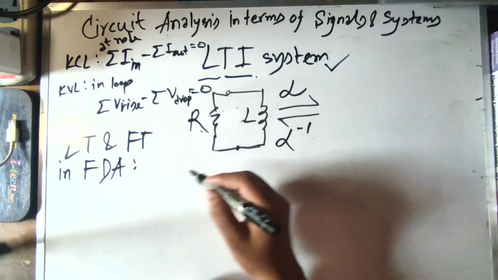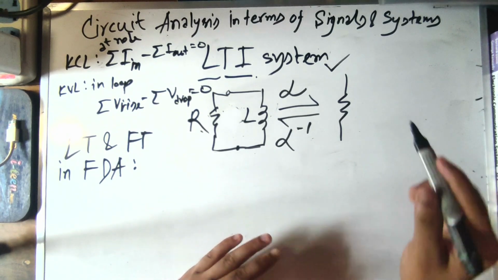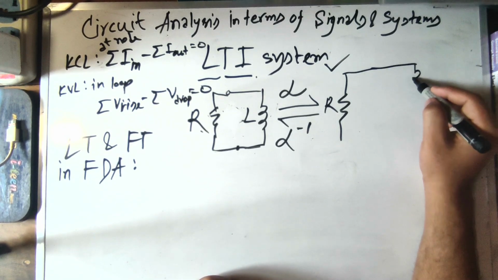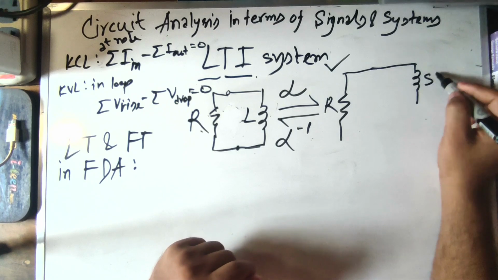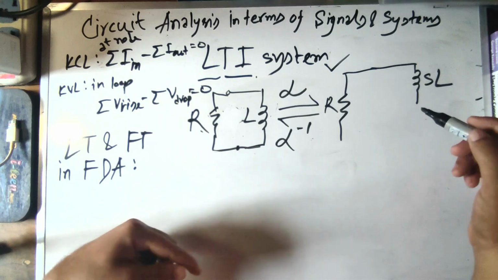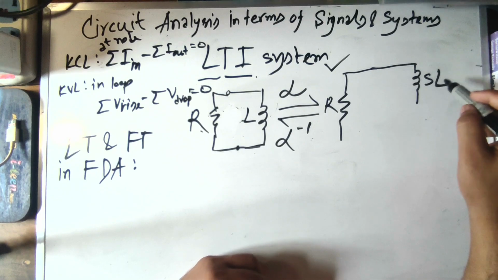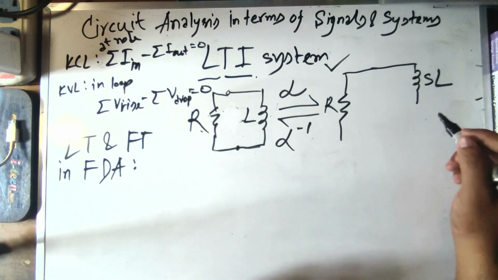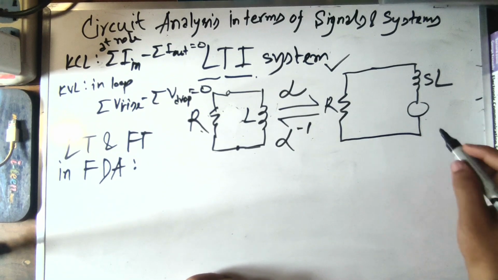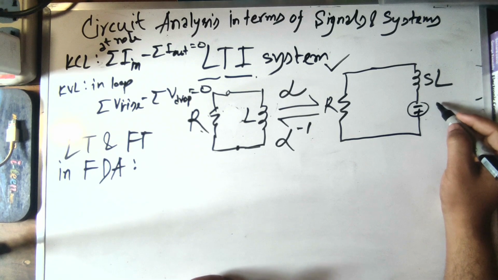Now in the frequency domain, we are doing frequency domain analysis. So this is R, and this will give LS, as an inductor is frequency dependent. After the Laplace transform of an LTI system, the inductor will also be transformed, and it will have an extra source. If we say this is a voltage source, it will have L times i.